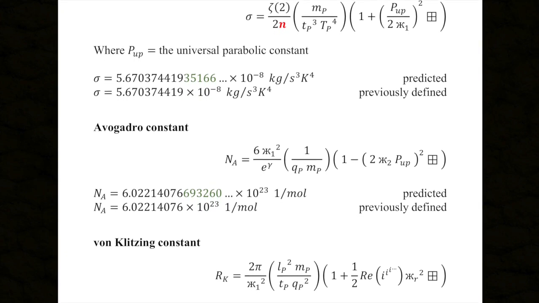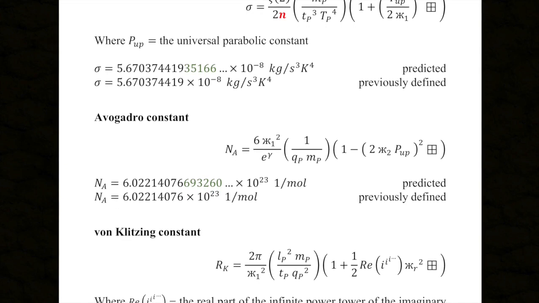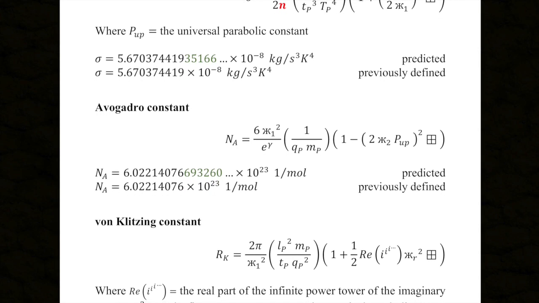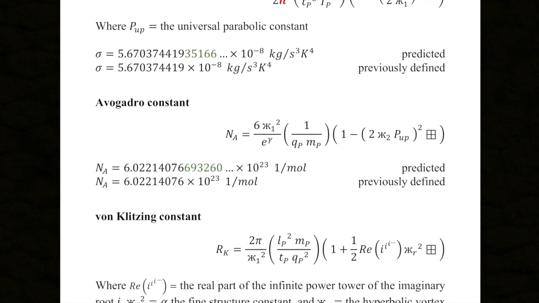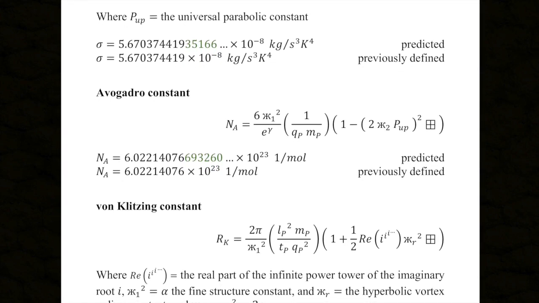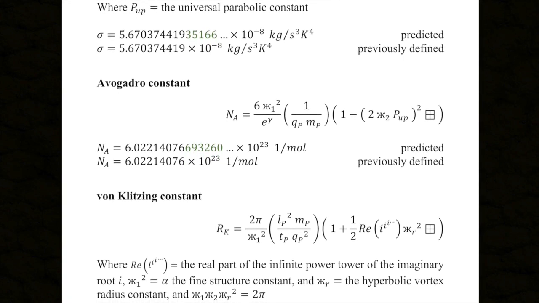which again is the fine structure constant, over e to the gamma. So there's a splitting coefficient division programmed right here that defines the Avogadro constant. The terminal action of this balance is 2J2 times the universal parabolic constant, all squared.